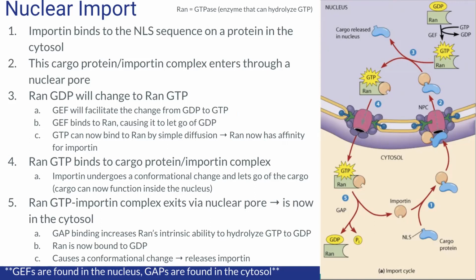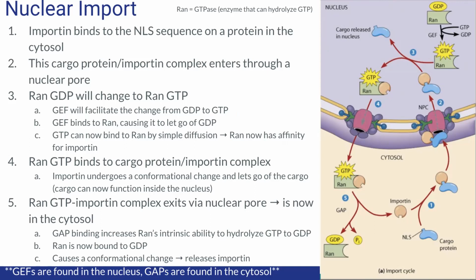So just to be clear, RAN is the enzyme that performs the hydrolysis. But then GAP and GEF help facilitate RAN. Wait, what is it classified as again? The official definition is just proteins that help enzymes in the RAS family to carry out their function, and that definition is going to be on one of these slides too. Okay, thank you.